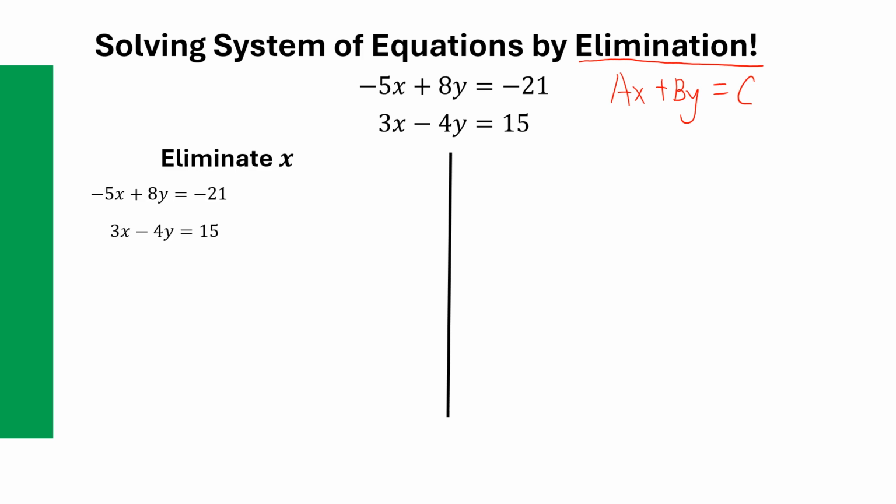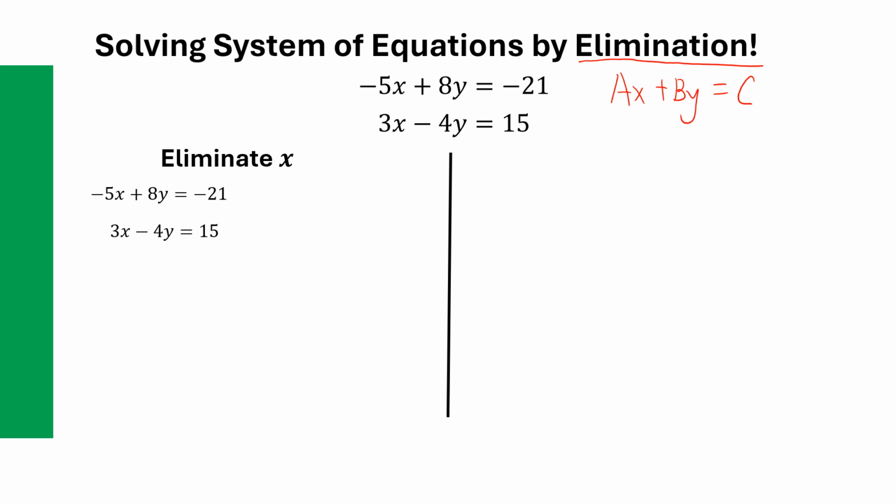And to do that, you want to know what number 5 and 3 can go into. To find that number, you just multiply those two numbers together. 5 times 3 is 15. And you want one of them to be negative 15 and the other one to be positive 15, so that when you add them together, it will give you 0, which will eliminate the x variable.